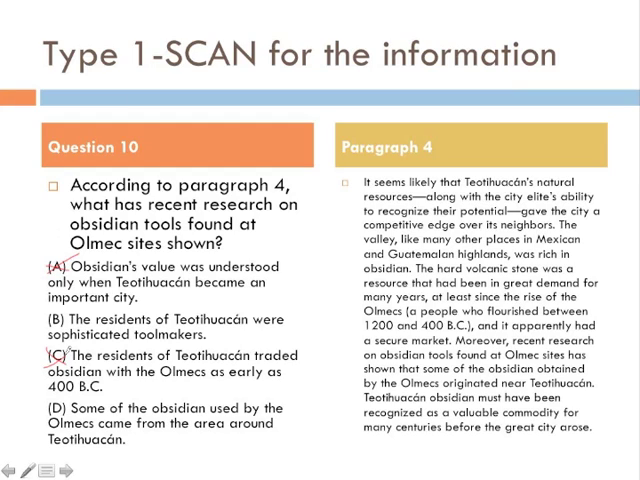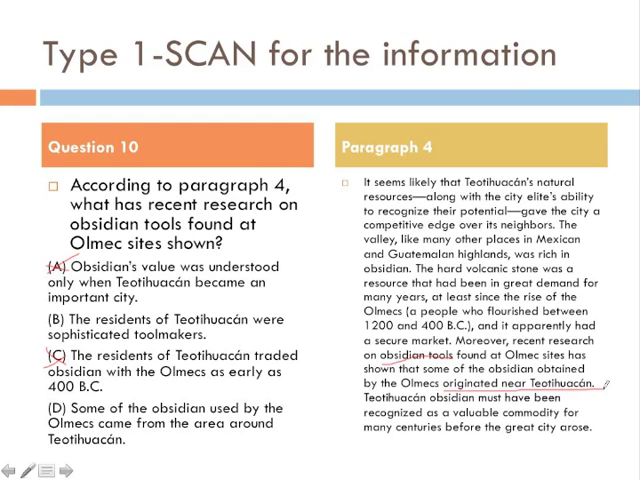Okay, now let's look at our next answer choice, B. The residents of Teotihuacan were sophisticated tool makers. Well, as we scan through the information, do we see where it talks about the idea of them making tools? Well, again, it does mention in the actual sentence we're looking at that these tools were found at Olmec sites. And they seem to have originated near the city of Teotihuacan. So that's a very real possibility. The residents could have been sophisticated tool makers.